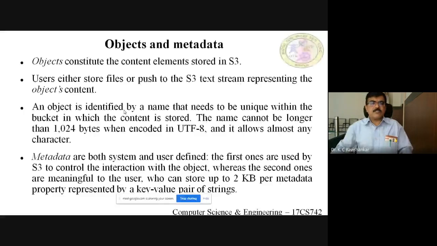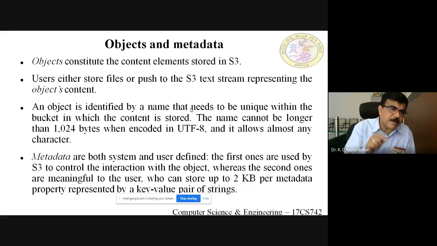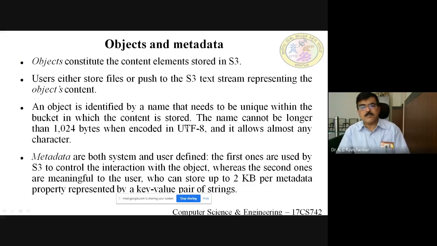An object is identified by a name that needs to be unique within the bucket in which the content is saved. This is very, very important. Every object should have a unique identification so that the data can be fetched very easily. The name cannot be longer than 1024 bytes when it is encoded in UTF. Nowadays you are using UTF, the universal text format.